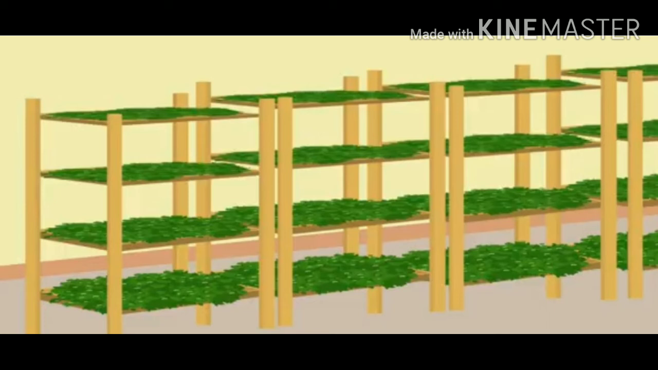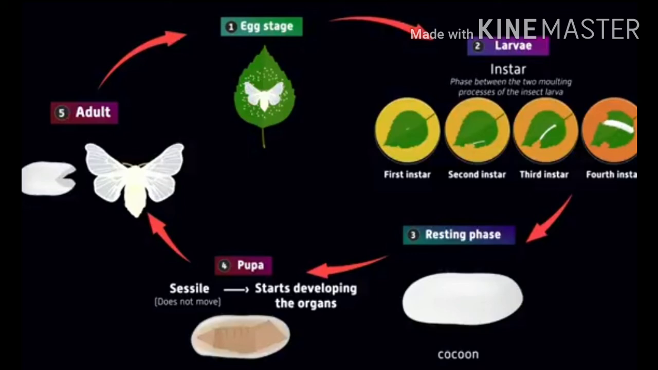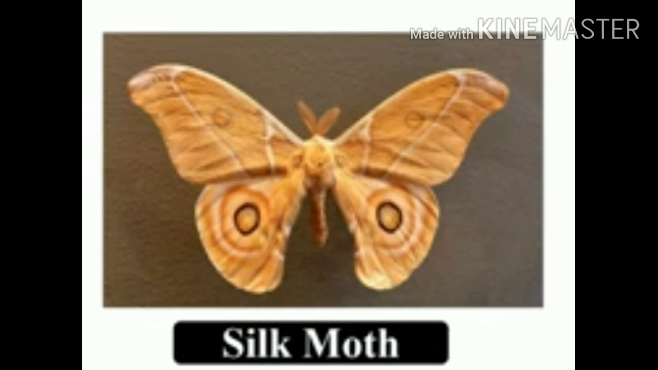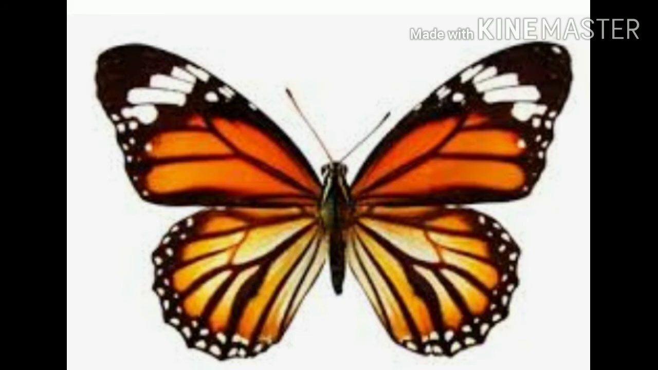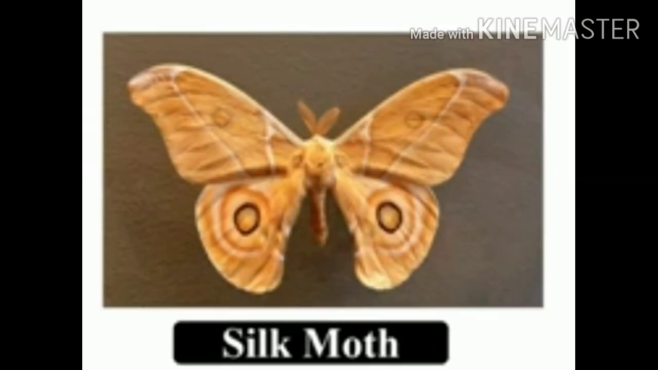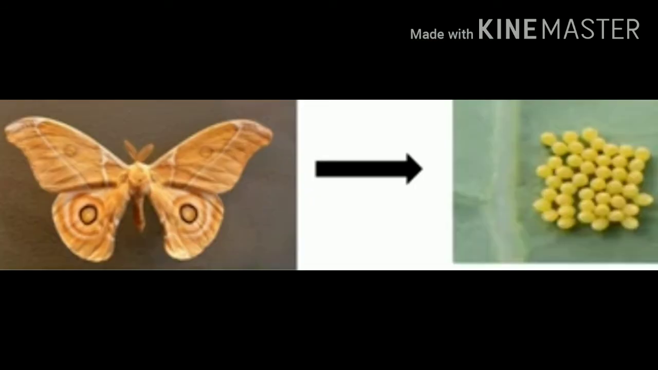Before we discuss the process of obtaining silk, it is necessary to know the interesting life history of the silk moth. Silk moth is a kind of insect which resembles a butterfly. Butterflies have slender antennae with lobes at the free ends. Moths have feathery or hairy antennae.